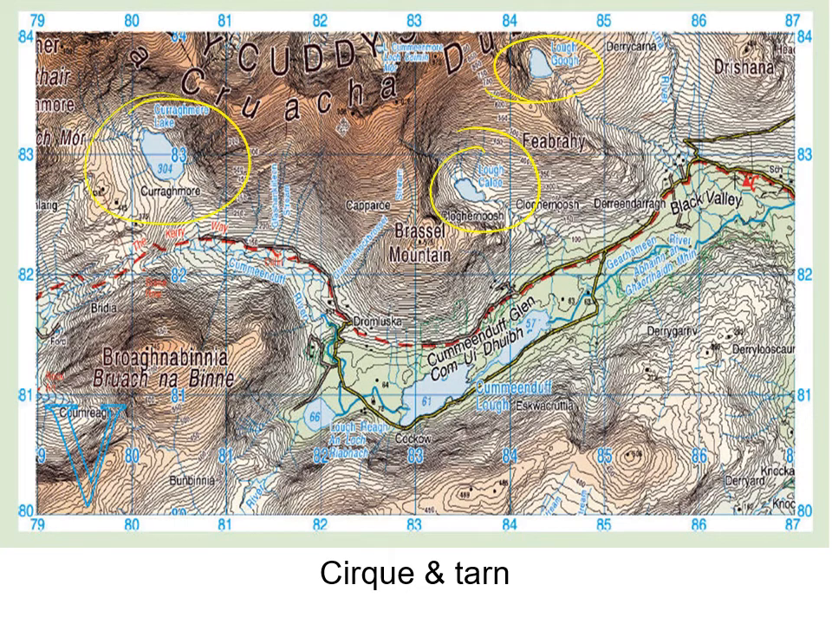Cirque or tarn, there they are highlighted there. There are my cirques and tarns on my Ordnance Survey map. Next up, the hanging valley. How would I recognize that? There you go, there's the hanging valley.